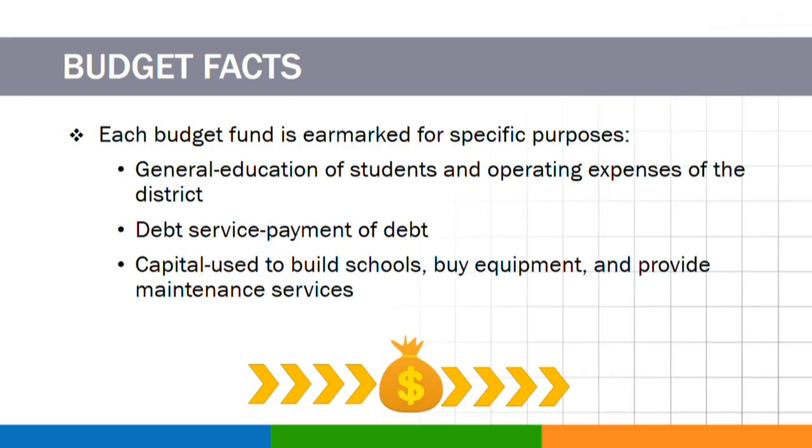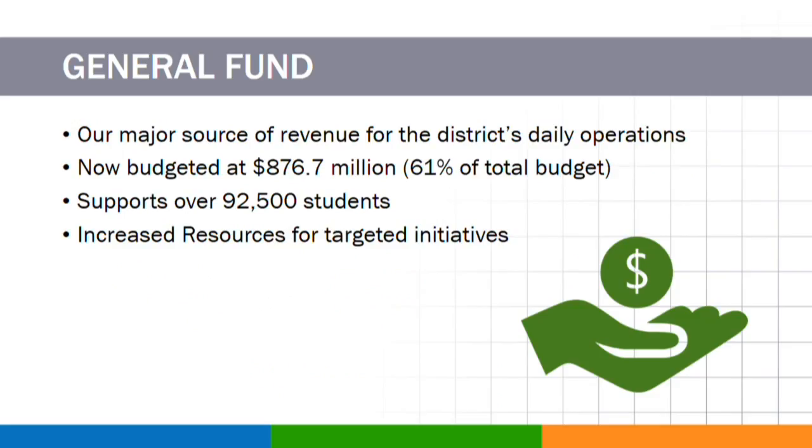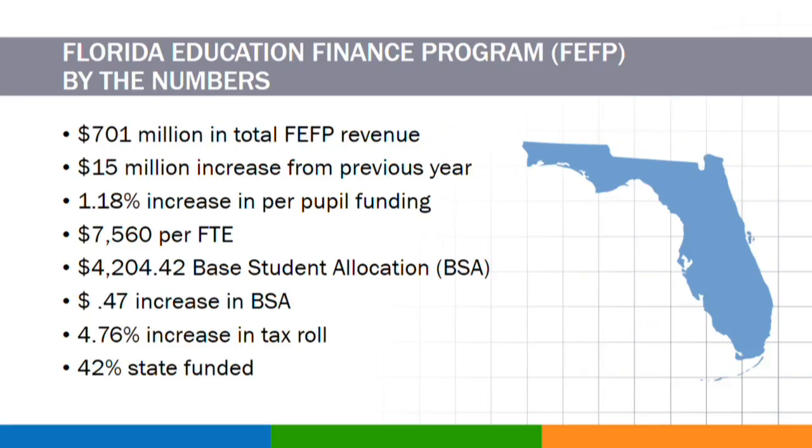And within the budget, we have specific purposes for each, and I'll go through each of them with you. Our general fund, as you know, is our major source of revenue. It's 61% of the total budget, and that supports all of our schools, all of our teachers, all of the facilities that we have out there, and the 92,500 students in each of our schools. The general fund supports the resources for the programming in our schools, the educational goals that we have, and the mission of Vision 2020.